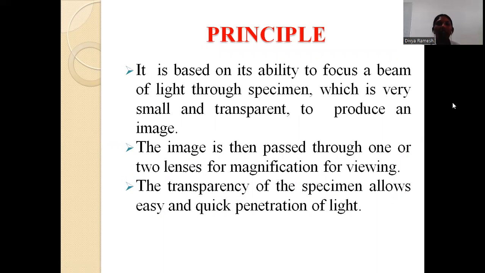It is a basic principle. It is based on its ability to focus a beam of light through the specimen, which is very small and transparent, to produce an image. That image is a minute particle.